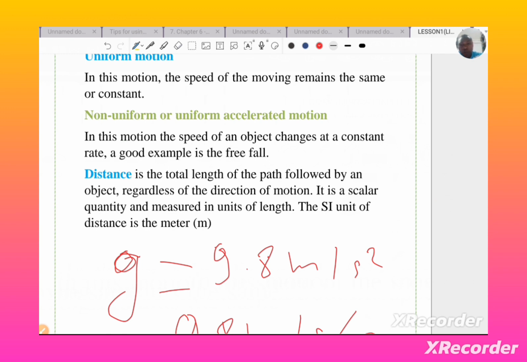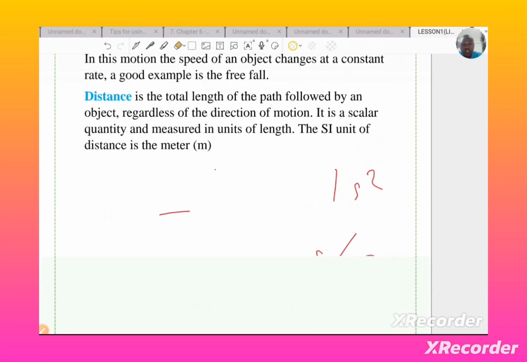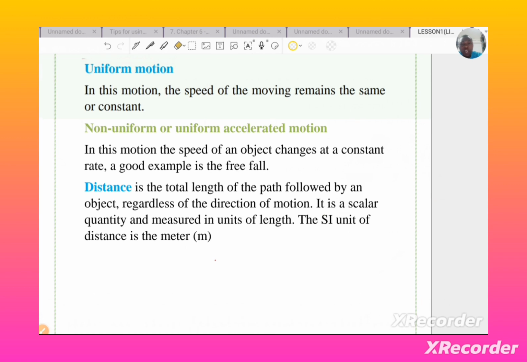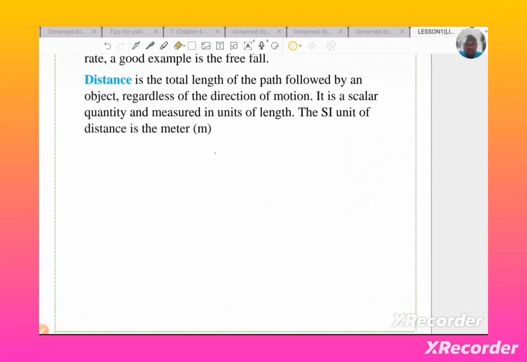Okay, we can move on. I hope that you have understood the difference between uniform and non-uniform motion, which are types of linear motion. Okay, we move on to distance. Distance is the total length of the path followed by an object, regardless of the direction of motion. Total length followed by an object, regardless of the direction. This is very important, this term, regardless of the direction of motion. Okay, so we don't consider the direction of the motion.